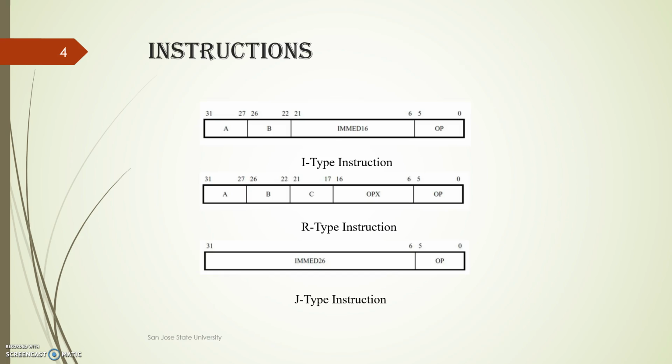Now let's see the instruction set of this processor. The instruction set is divided into 3 types of instructions: the I type, the R type, and the J type. This shows how each of these instructions is divided into bit fields like opcode, immediate value, source bits, destination bits, and target bits.